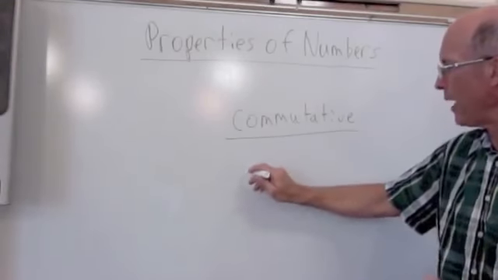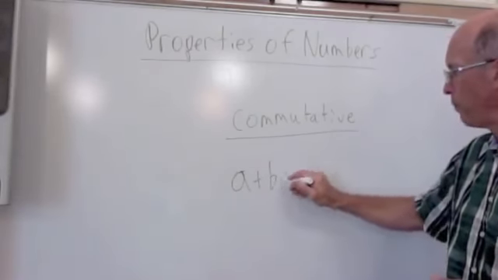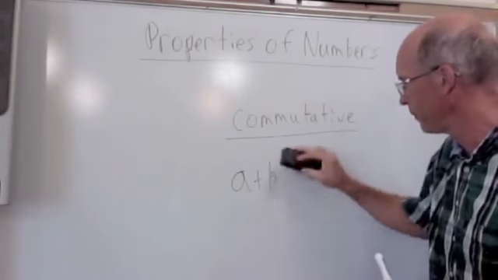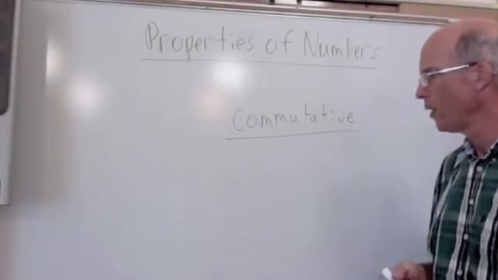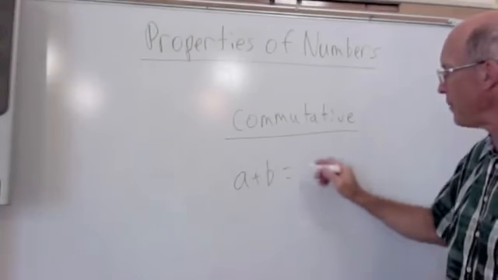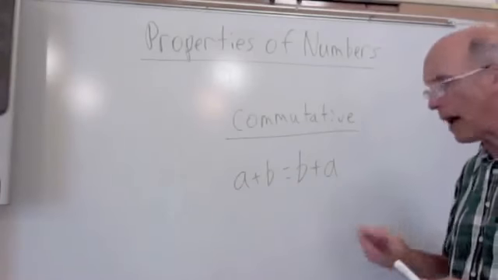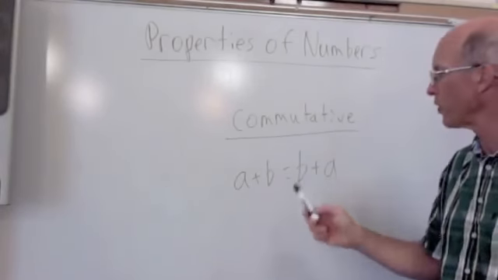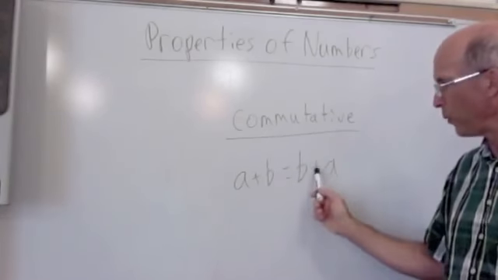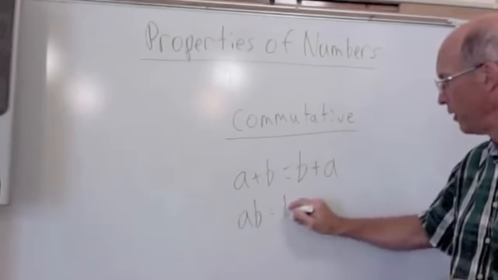So if I have 2 numbers, a plus b, then that is the same thing as b plus a. First one direction, then back again. So there's what's called the commutative property of addition. It works with addition. And there's also the commutative property of multiplication.